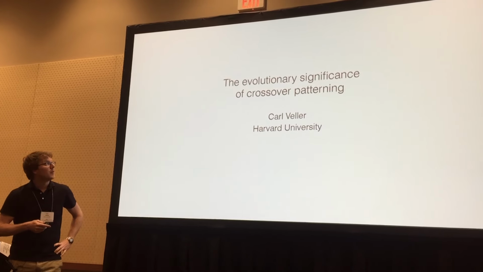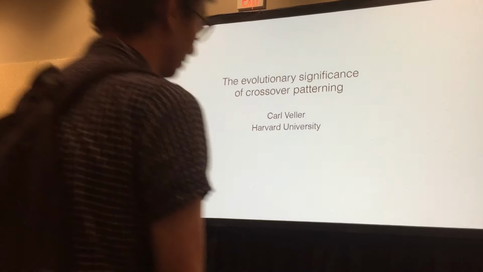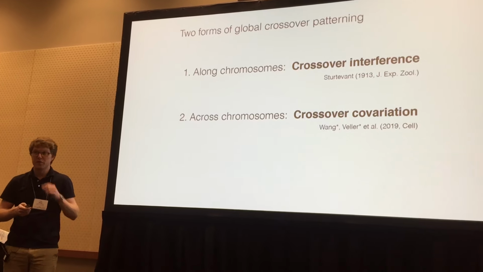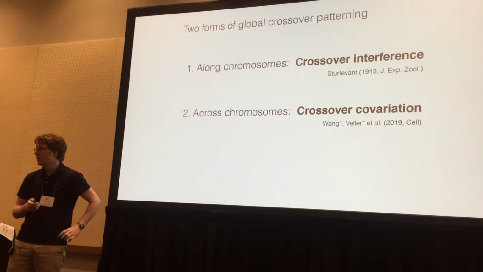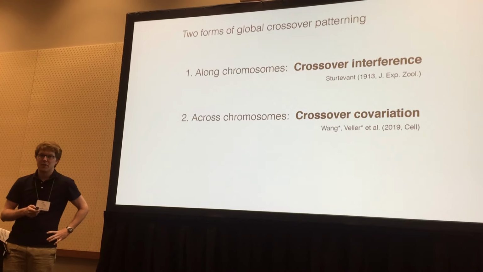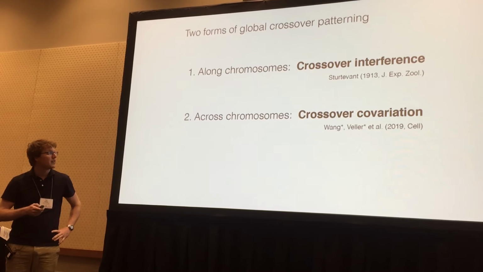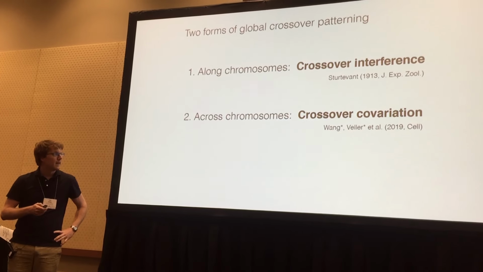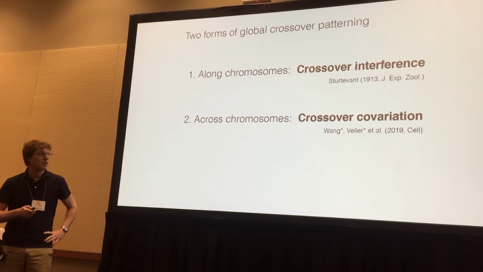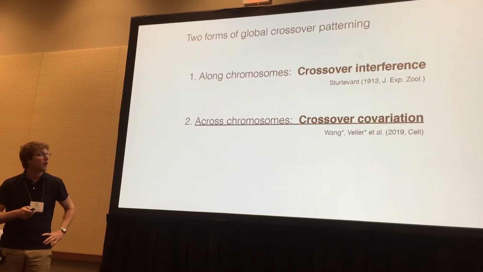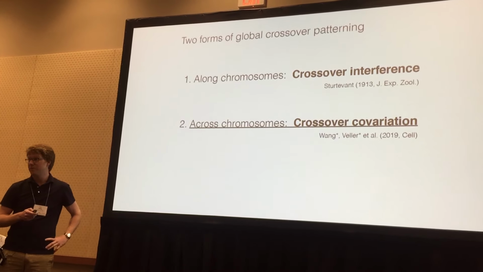I'm Veller. I'll talk about the evolutionary significance of crossover patterning. There are two known forms of global crossover patterning. The first is crossover interference, discovered by L. Sturtevant more than a century ago, and the second we've recently reported is called crossover covariation. I'll talk about crossover covariation first, so this will require a detour into the world of crossover interference in any case.